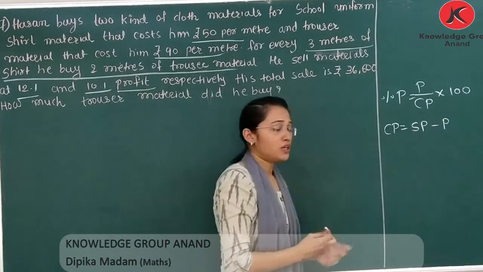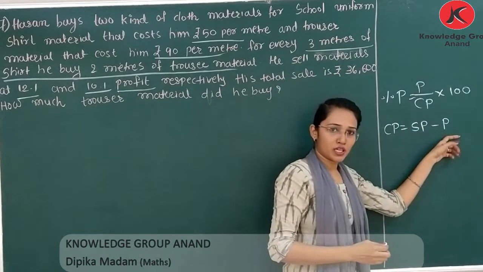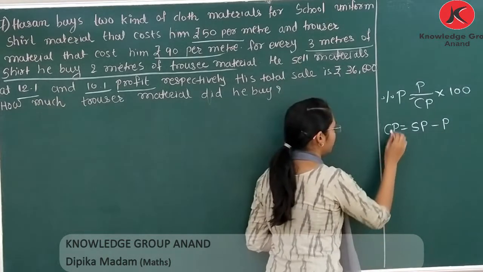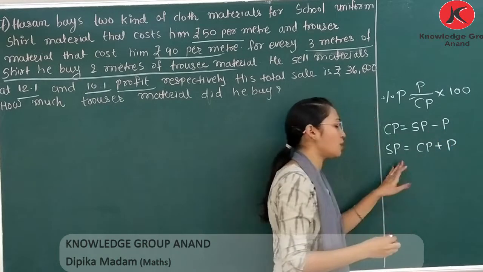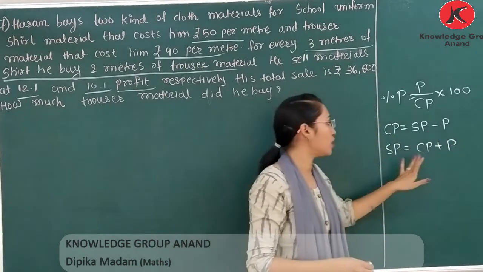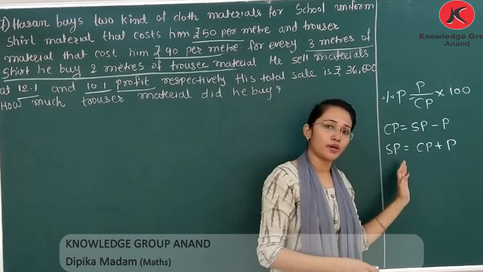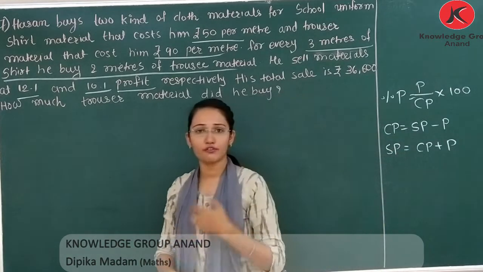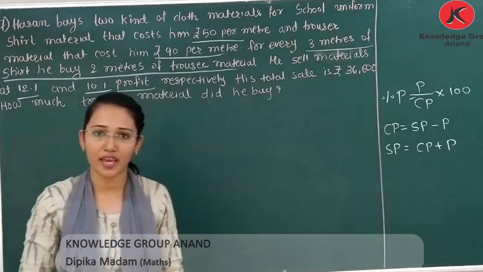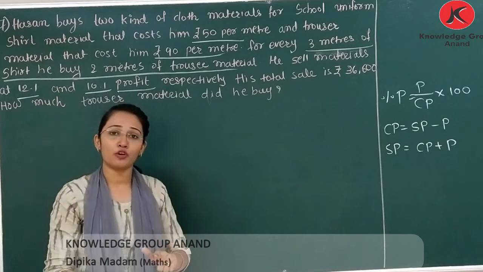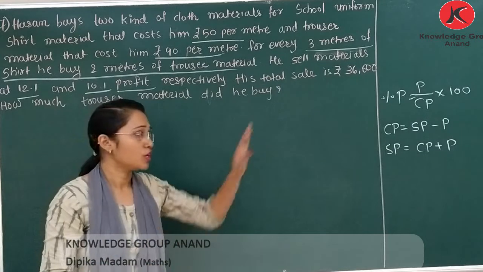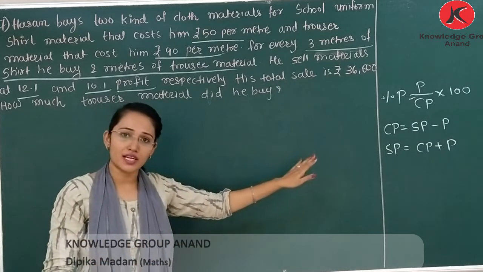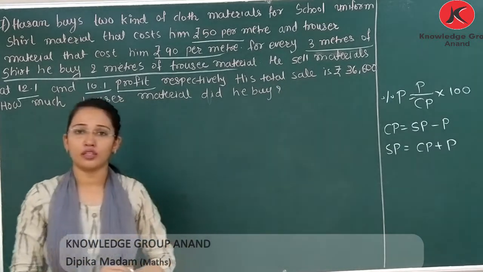What will be CP? CP is equal to SP minus profit, or you can write SP is equal to CP plus profit. If you want to find the selling price, add the profit money to the cost price and you get the selling price. For example, you buy something for 100 rupees and make a profit of 25 rupees, then your selling price is 125.